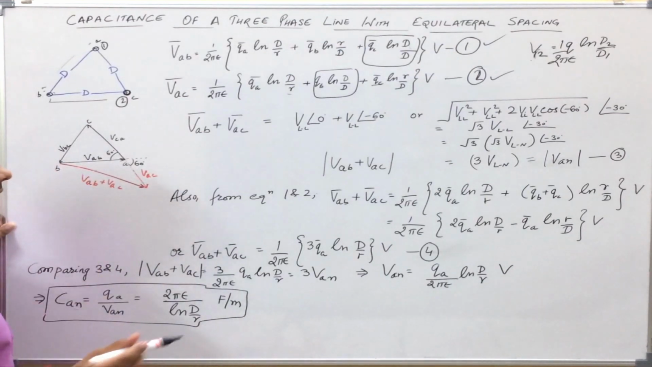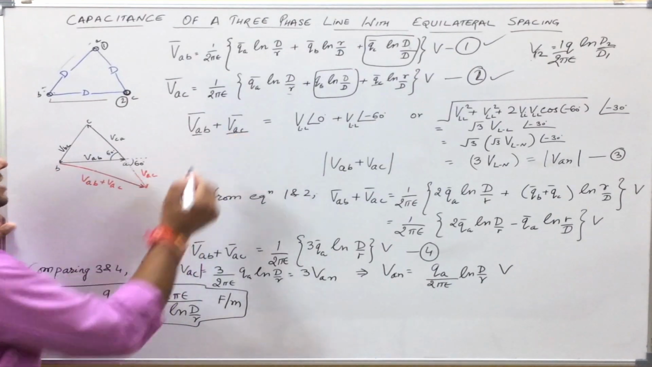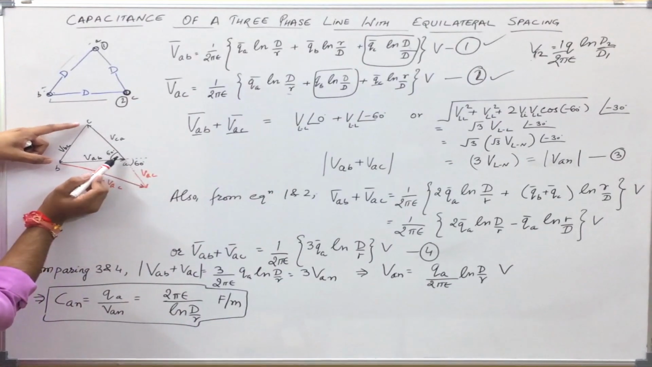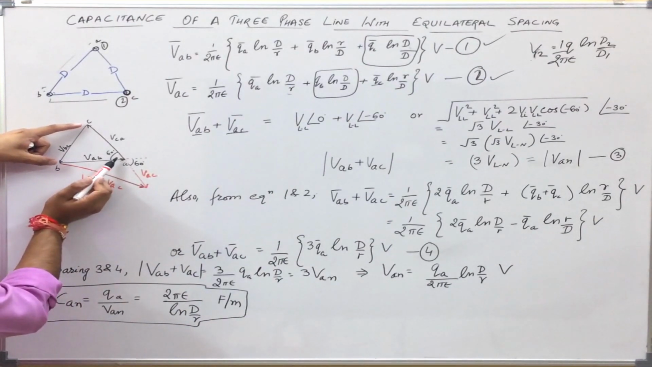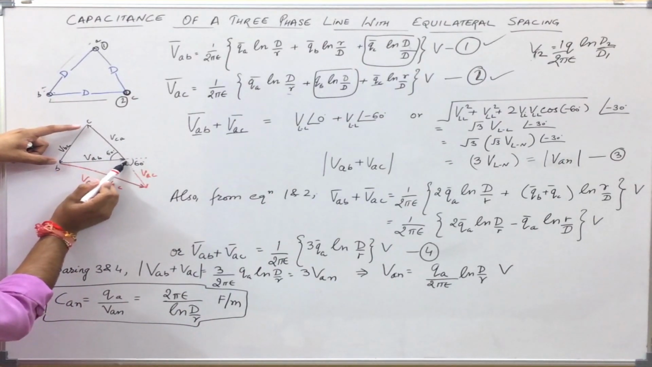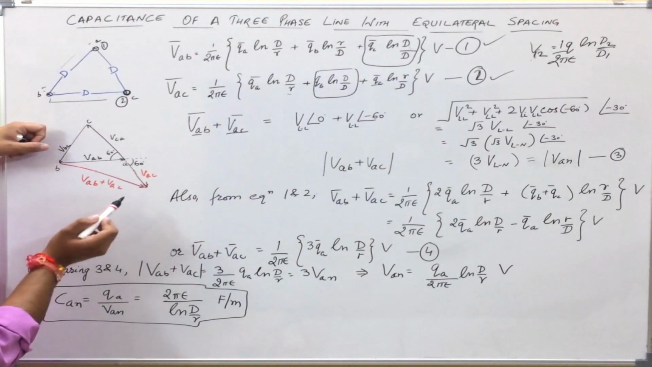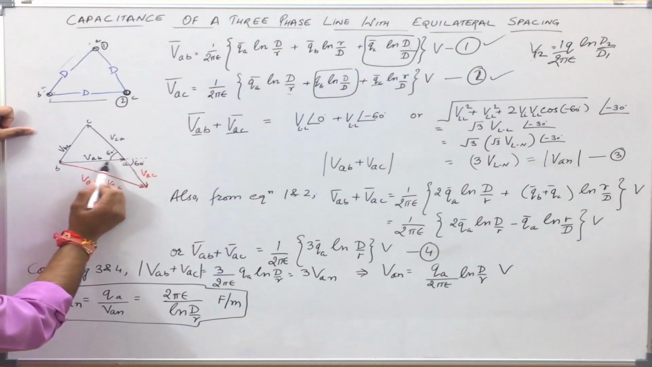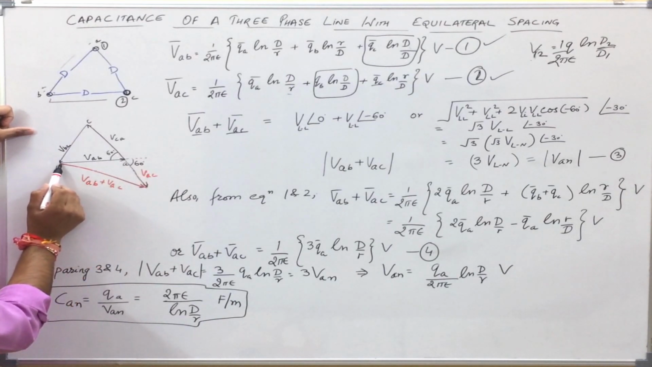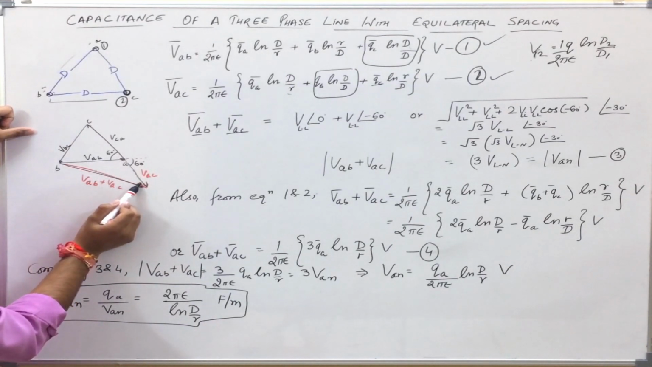Now I want to add VAB and VAC. So this is VCA. So what will be VAC? I will just reverse the direction, so this will become VAC. Now adding VAB and VAC will give me this value.